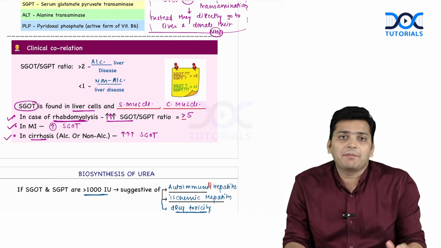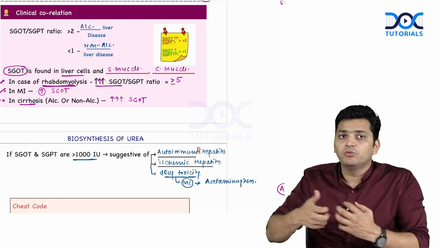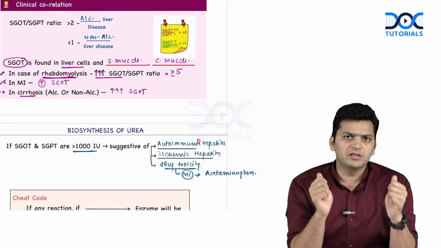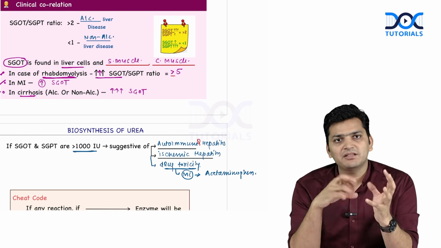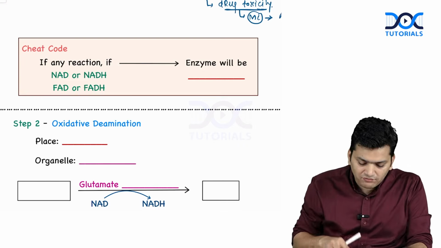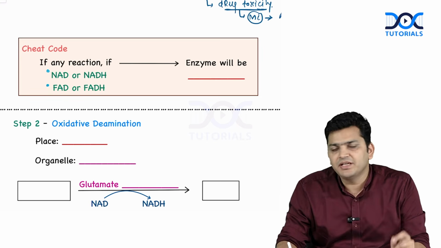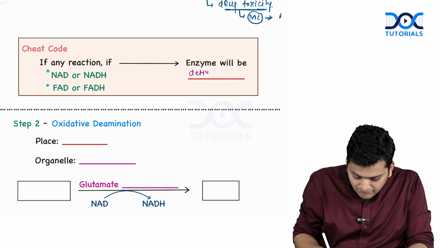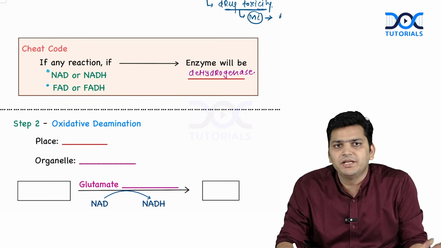Now coming to step number 2, the glutamate has reached the liver, and in the liver we are going to take out the ammonia from the glutamate. But before I start that, I want to tell you one thumb rule. There are a total of 3 thumb rules that we are going to follow in biochemistry, and once you become familiar with these, things will become very easy for you. So here comes the first thumb rule. In any biochemistry reaction, if you see NAD, NADH or FAD, FADH, the name of the enzyme is going to be dehydrogenase. This is the first thumb rule for us.